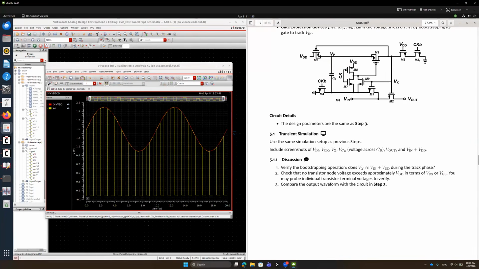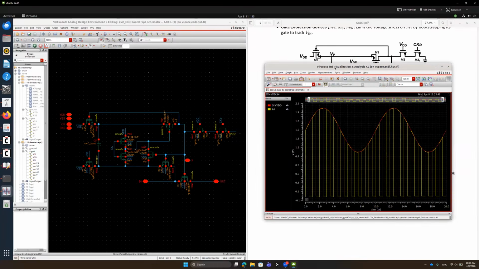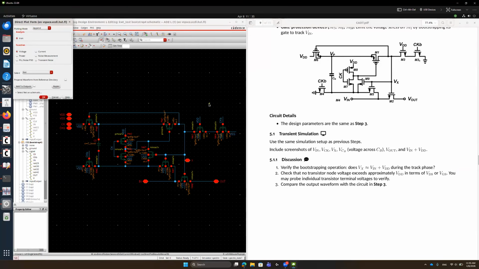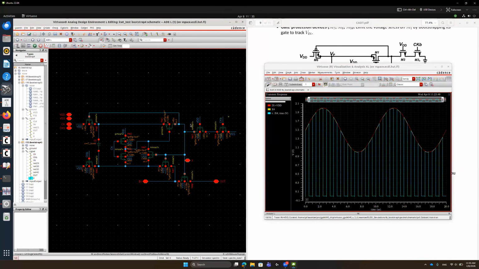All right, and check that no transistor node voltage exceeds approximately VDD in terms of VDS or VGS. You may provide individual transistor terminal voltages to verify. Yeah, so as we verified our design, the schematic and some verification steps in our own way. So this is a VX node, and for VDS voltage verification, you can simply look at this intermediate node.